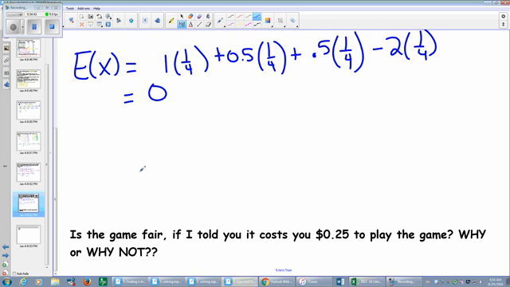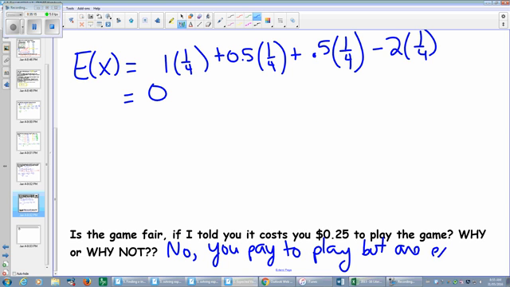Okay, so this question here: is the game fair? If I told you it costs you 25 cents to play the game, why or why not? Would you say that this game is fair? Base it on probability. No. So no, you pay to play, but you are expected to win nothing.